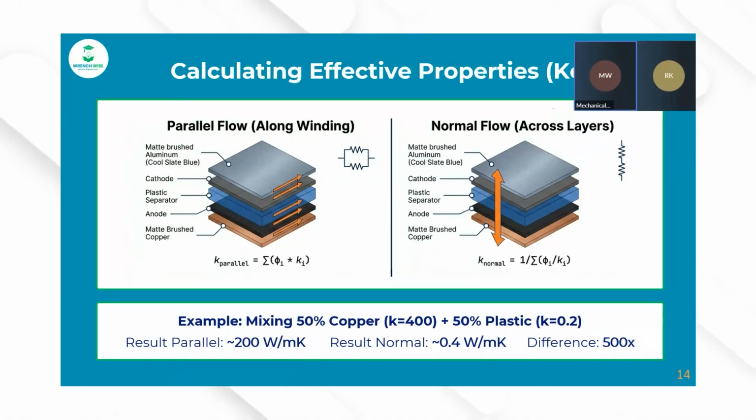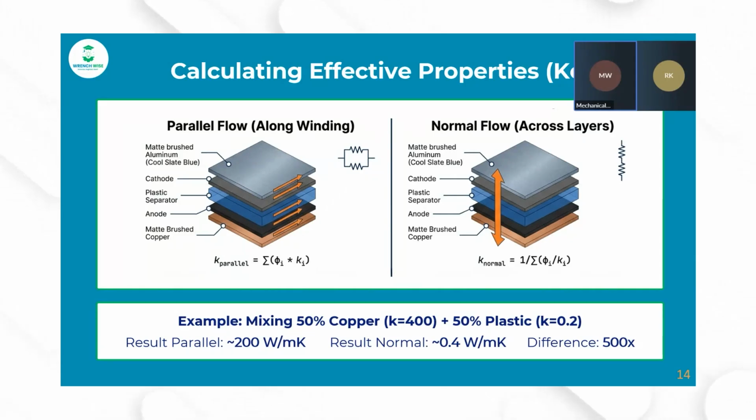Whereas if you have normal flow, where heat is trying to move across the layers, the resistors are connected in series. In this direction, heat is essentially trapped. It cannot bypass the insulating layers and must pass every single one of them. So we calculate this using the harmonic mean: phi is your volume fraction of each material, and k normal is 1 divided by the summation of phi divided by the thermal conductivity. To understand how much this actually matters, you can see the example at the bottom here.